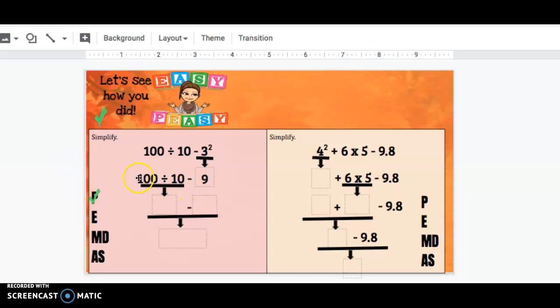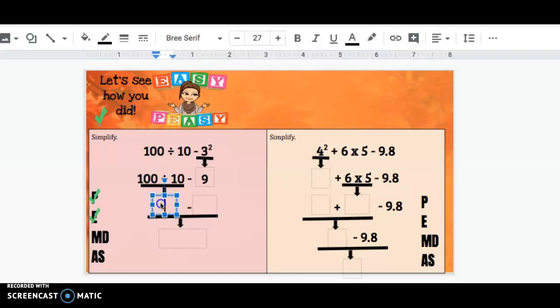Then I'm looking, here's my new problem. Right here, this is my new problem, 100 divided by 10 minus 9. So I don't see any exponents, so I'm going to put a check over my E because I don't have any exponents. So now I have to go to multiplication and division. I'm looking here at my symbols and operations, and I have division. Well, I have 100 divided by 10. So I know 100 divided by 10 is 10.